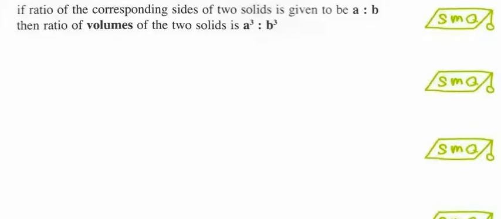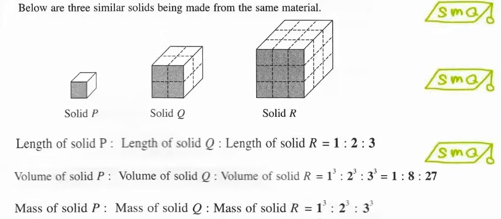If the ratio of the corresponding sides of two solids is A is to B, then the ratio of volumes of the two solids will be A cubed is to B cubed. Let's take a look at the diagram here. We have solid P, solid Q, and solid R. The ratio of the length of each solid is 1 is to 2 is to 3.